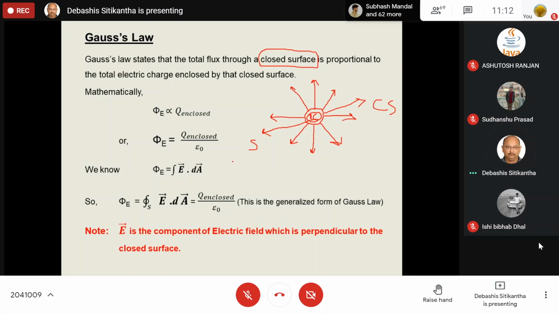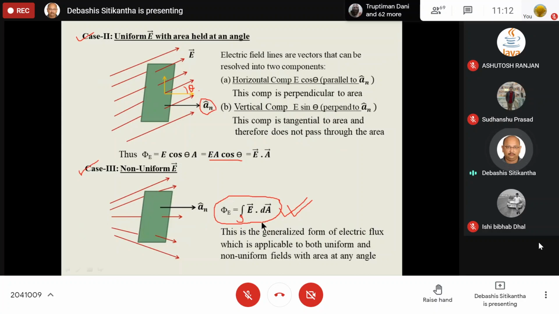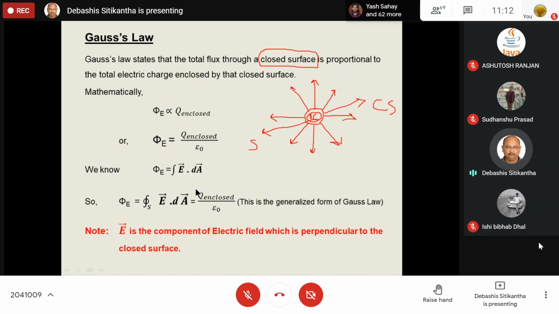If it is a direct proportionality, then there is a constant of proportionality, and in this case the constant of proportionality is equal to 1 by epsilon 0. From the previous slide, we concluded that the most generalized form of electric flux is phi e, the surface integral of E vector dot dA vector. Now we will use this expression. Naturally this one and this one must be equal to each other, so that is what we have written over here.